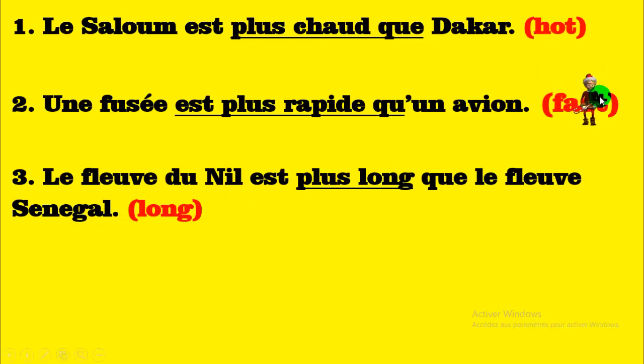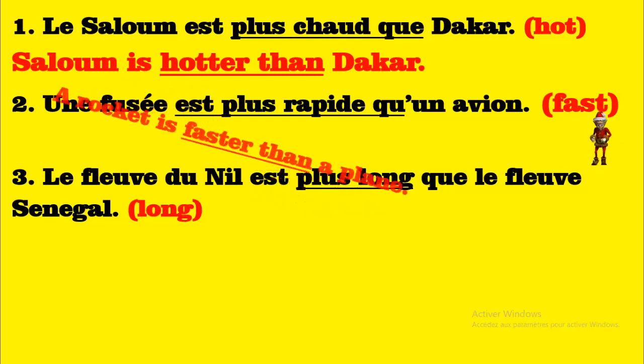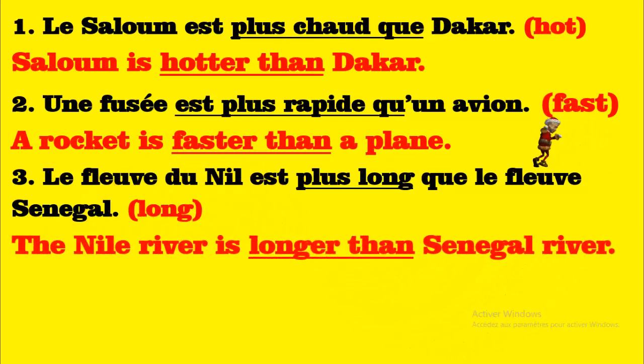So, here, number 1, hotter than. Ici, on n'a pas dit more hot parce que c'est court. Saloum is hotter than Dakar. Une fusée, a rocket. A rocket is faster than a plane. Number 3, le fleuve Nil est plus long que le fleuve Sénégal. Nile River is longer than Senegal River. So, here is how we form this comparative of superiority of short adjectives.